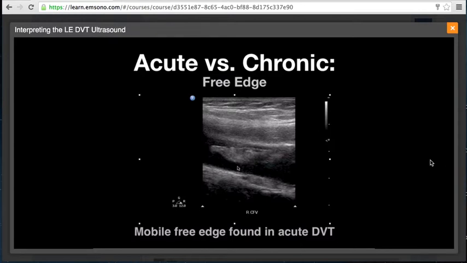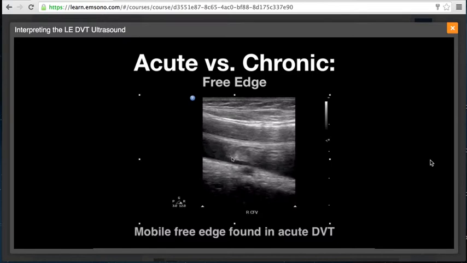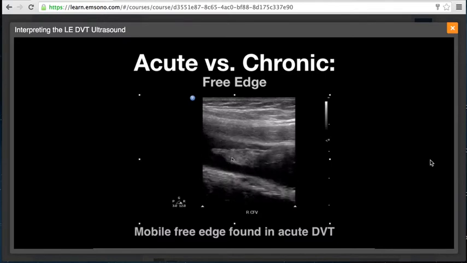Now here's a patient that has a mobile free edge in an acute DVT. This is not what you would expect in a chronic DVT. And you can see with Valsalva that this is a complete free edge here at risk for embolization. This was a patient with an acute DVT.